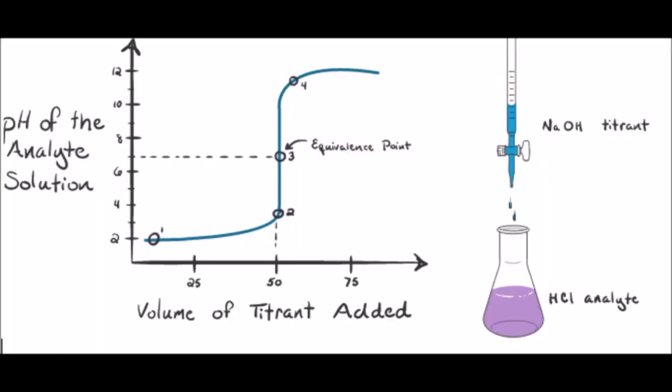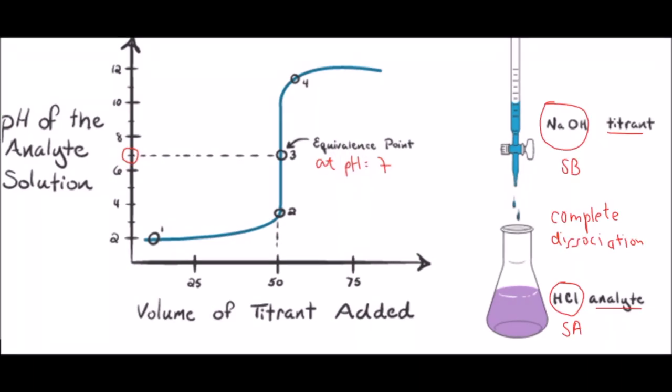Depending on the titration, the equivalence point may not always be neutral. For the first graph, it has a pH of 7 because both strong acids and strong bases completely dissociate. Since the definition of the equivalence point is that the moles of titrant have to equal the moles of analyte, the equal amounts of H+ and OH- will cancel each other out.